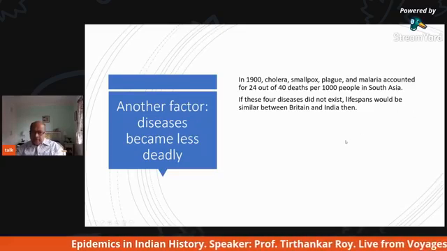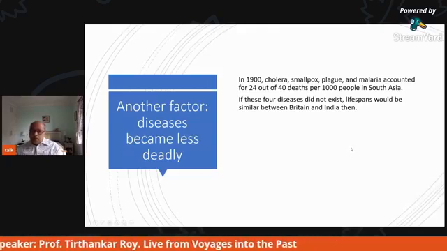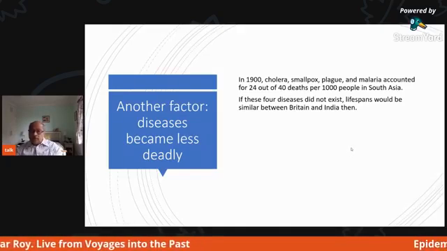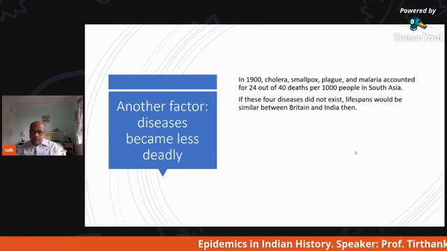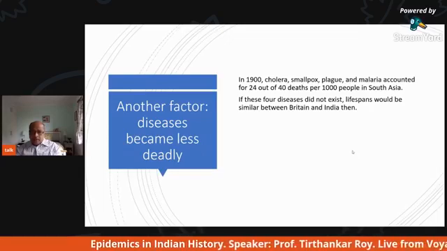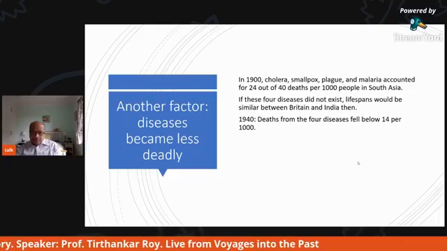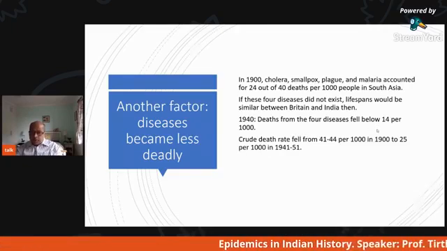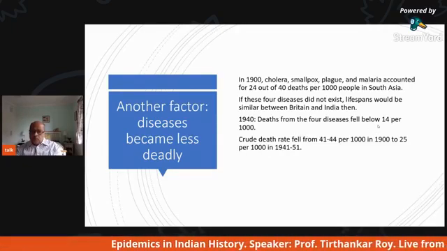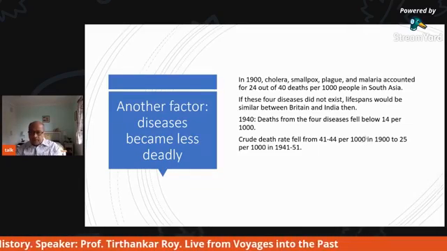Now, in 1900, just four diseases, cholera, smallpox, plague, and malaria, accounted for 24 out of 40 deaths per 1,000 people in South Asia. If these four causes did not exist, the lifespans would be quite similar between Britain and India then. By 1940, deaths from these four diseases had fallen below 14 per 1,000. That's quite a sharp drop. And at the same time, crude death rate also fell from around 41 to 25 in 40 years.